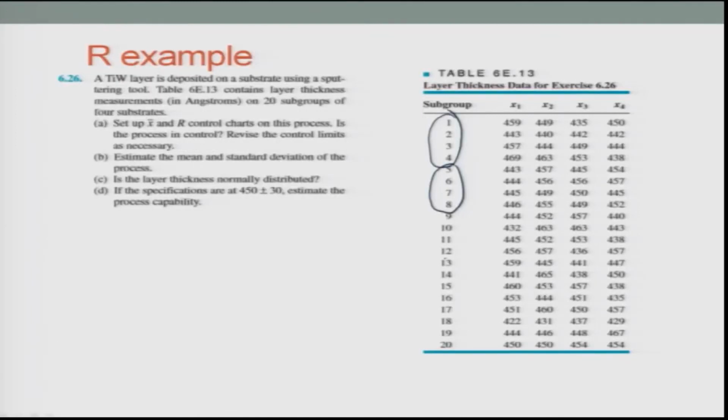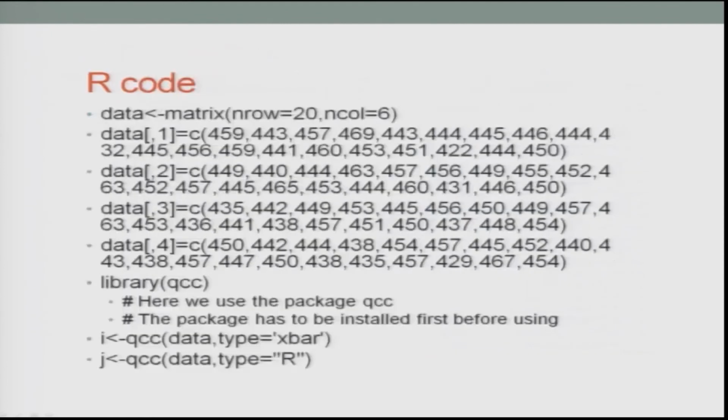And the last question we need to answer is: if the specifications are 450 plus or minus 30, then estimate the process capability and comment intelligently. So, what we do is that we write R code.